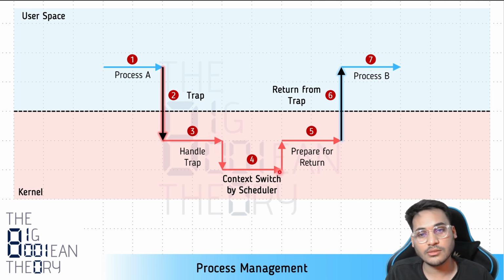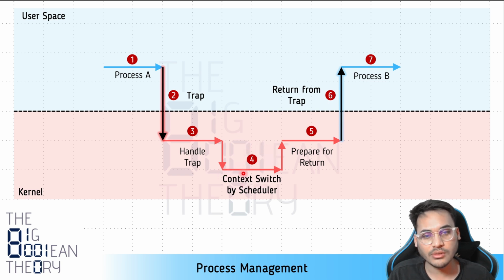Let's say this trap is due to a timer interrupt. In that case, the handler that is invoked will be the scheduler. The scheduler will run some algorithm, pick a process, and select the next process that has to be allocated the CPU. In this case, let's say it's process B. Once the selection is done, the actual context switch happens in step 4.